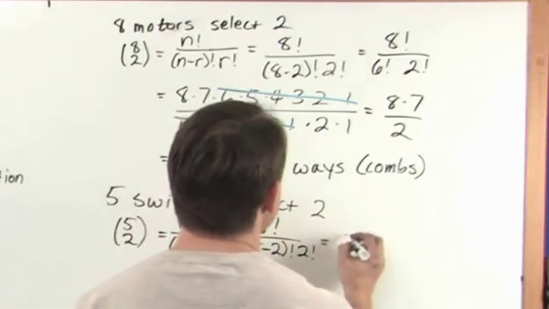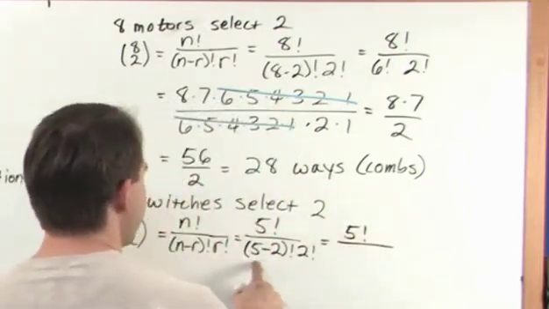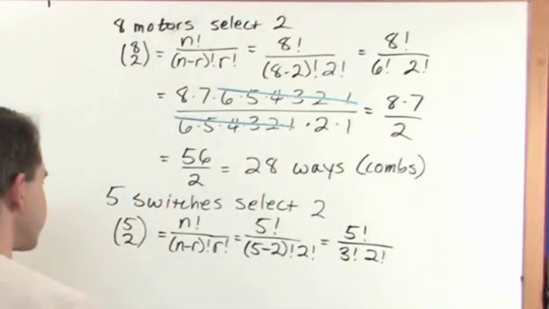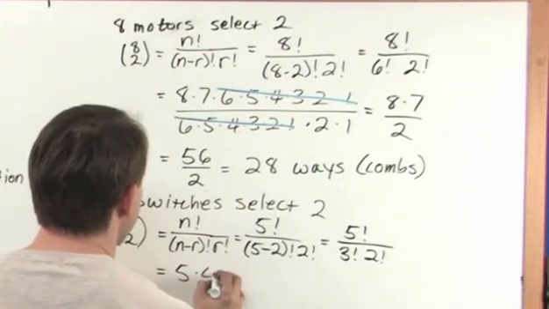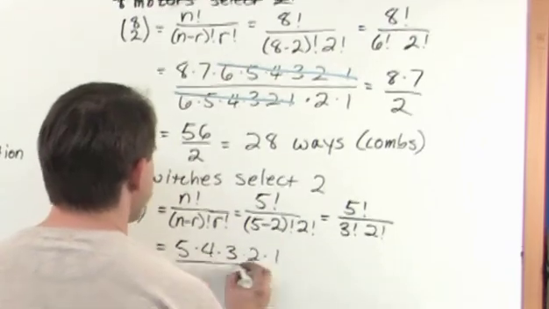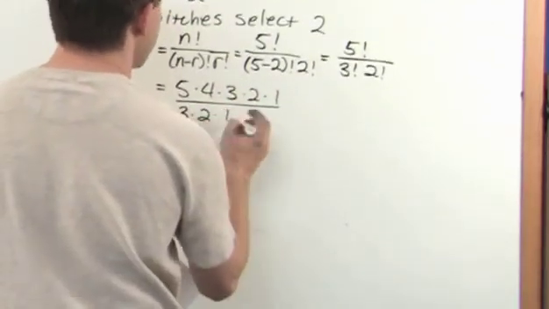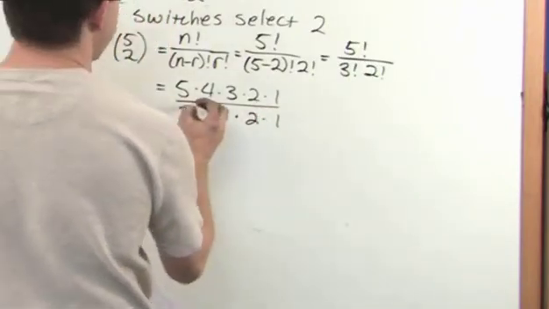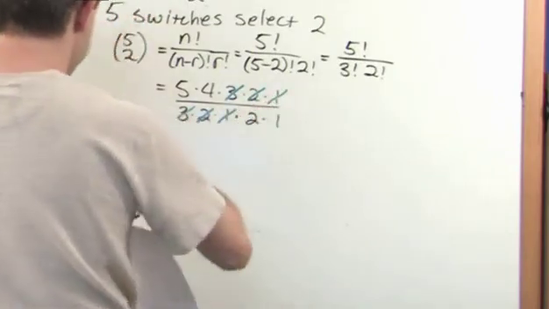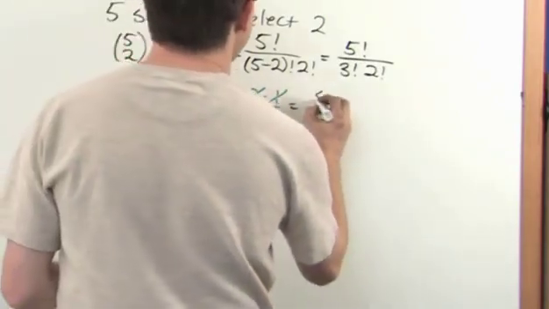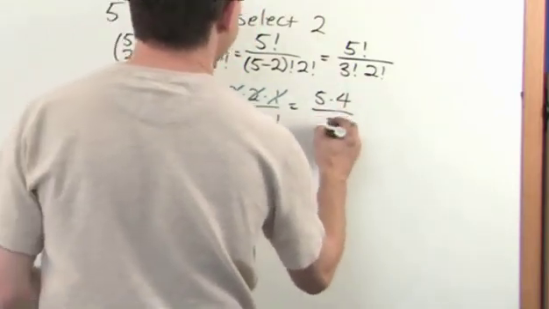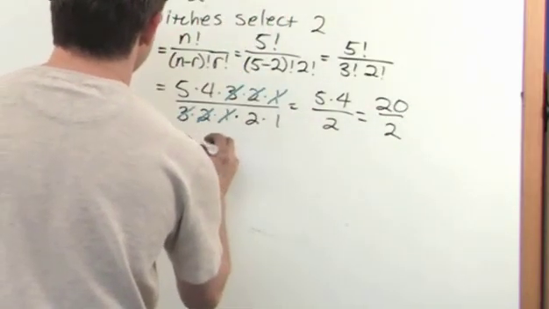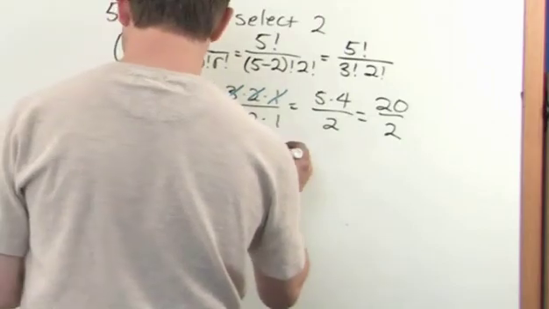Okay. So on the top, you'll have 5 factorial over 5 minus 2 is 3 factorial, and then here you'll still have your 2 factorial. Okay? So really all you're going to have is 5 times 4 times 3 times 2 times 1, and on the bottom, 3 factorial is 3 times 2 times 1 times 2 factorial, 2 times 1. Okay? So really all you're going to have is 3 cancels with 2, cancels with 1. So on the top, you're going to have 5 times 4 over 2 times 1 gives you 2. 5 times 4 is going to give me 20 over 2. So it's going to be 10 ways or combinations.